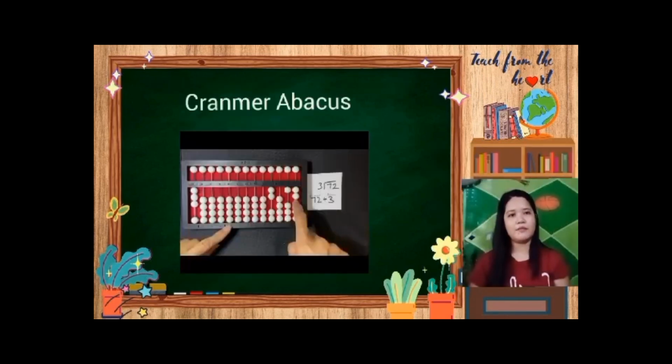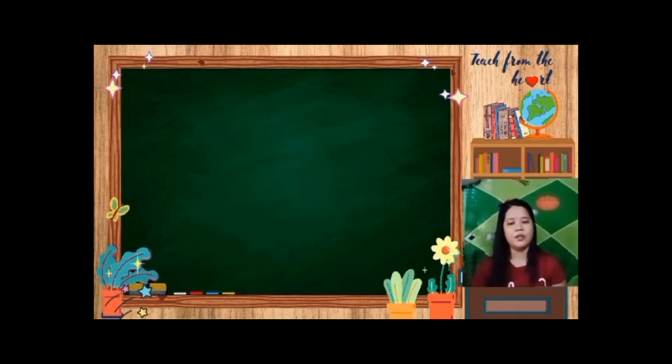So, the next manipulative object is the Cranmer abacus. The Cranmer abacus is used in teaching number concepts and in doing the four fundamental operations, which are additions, subtractions, multiplications, and divisions.